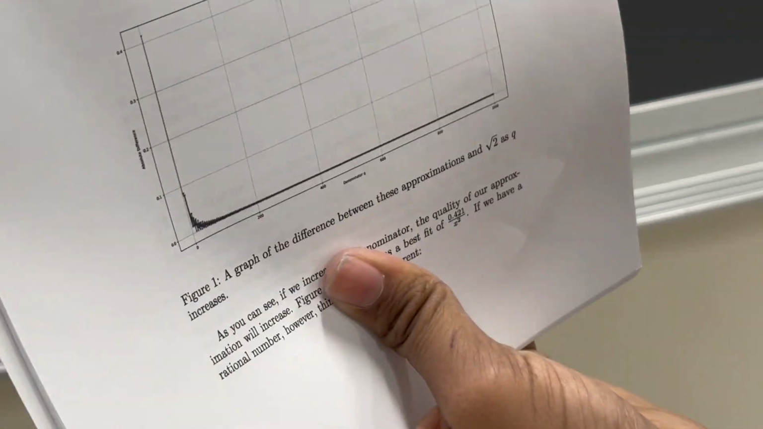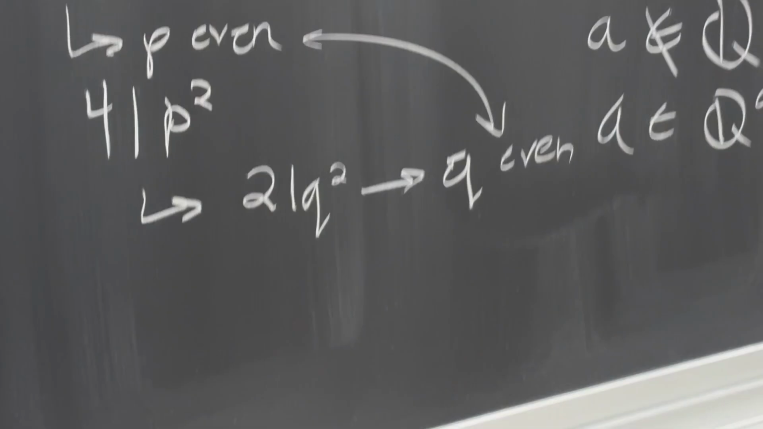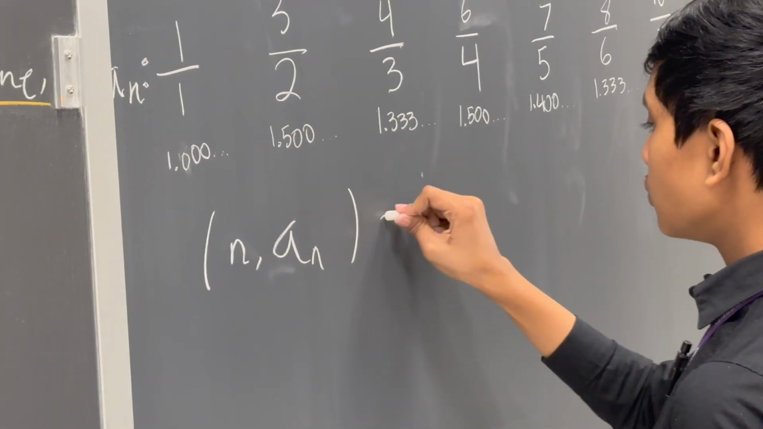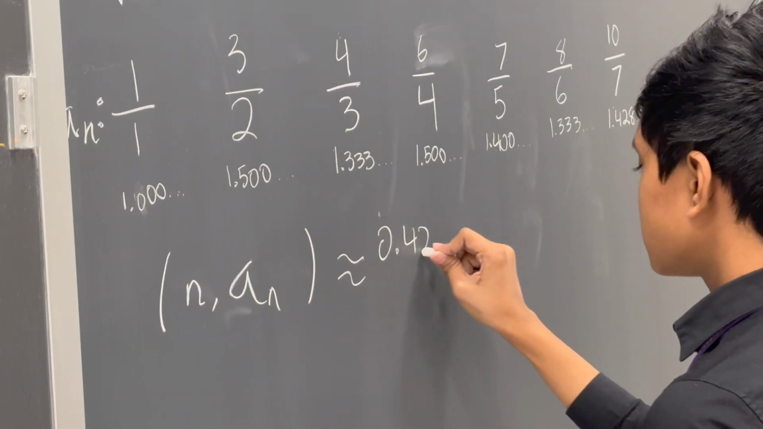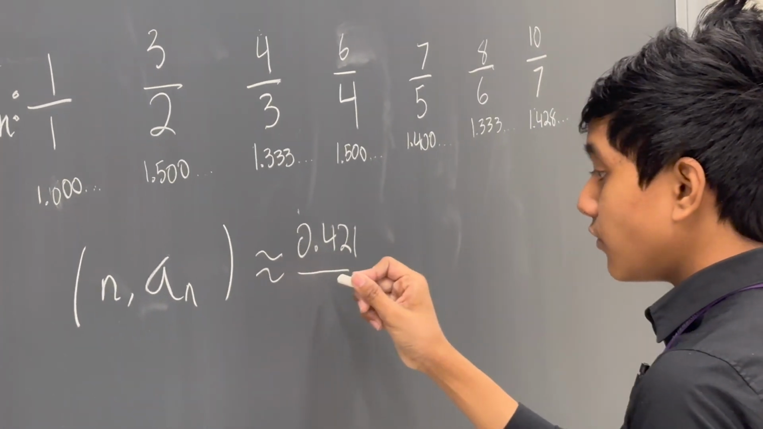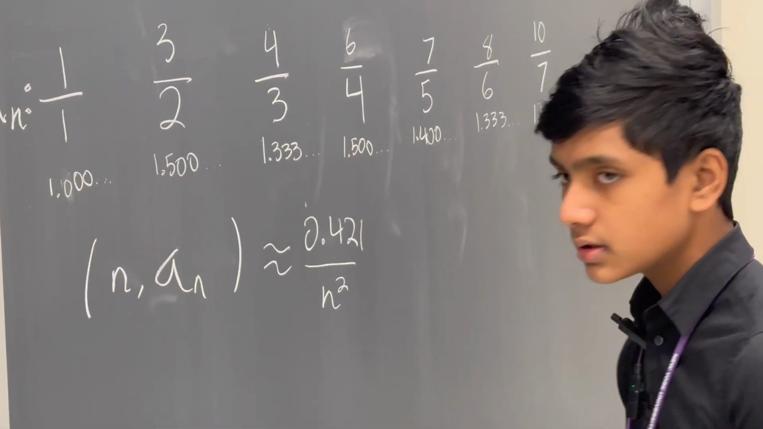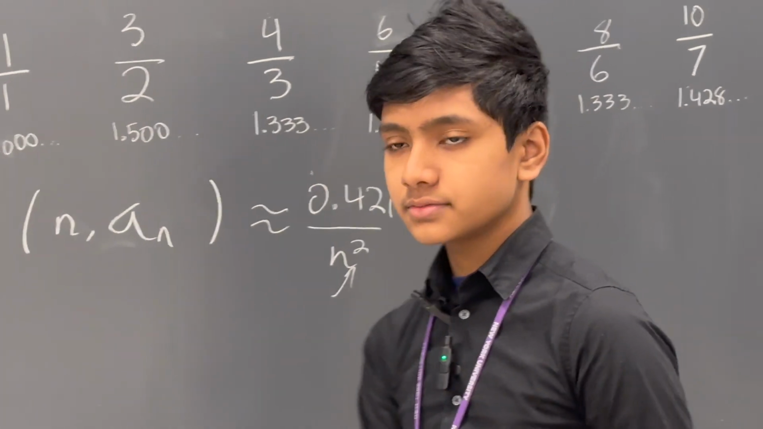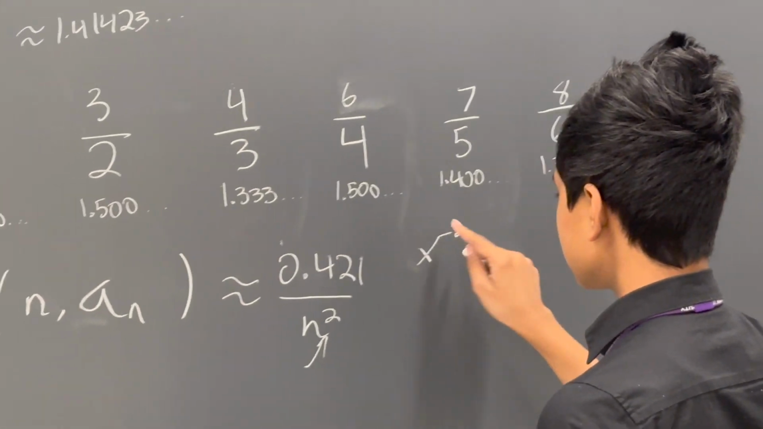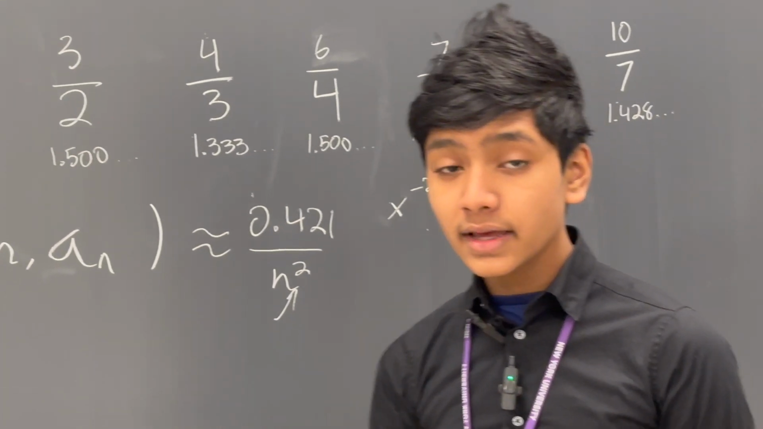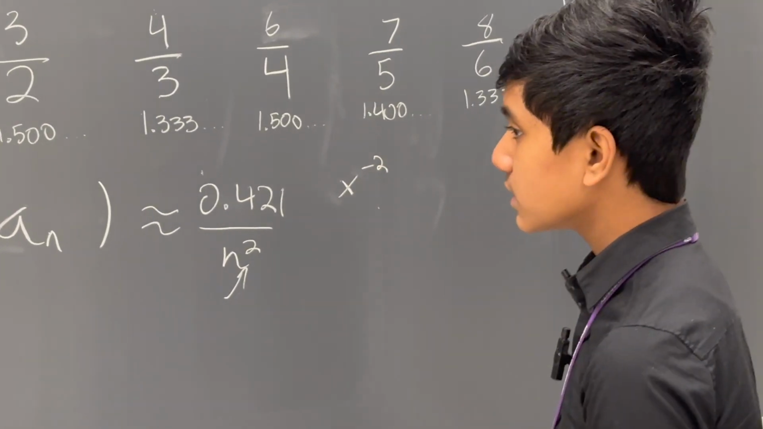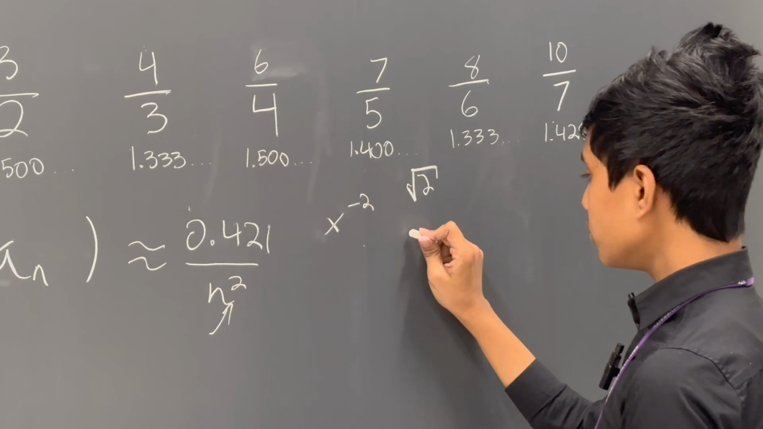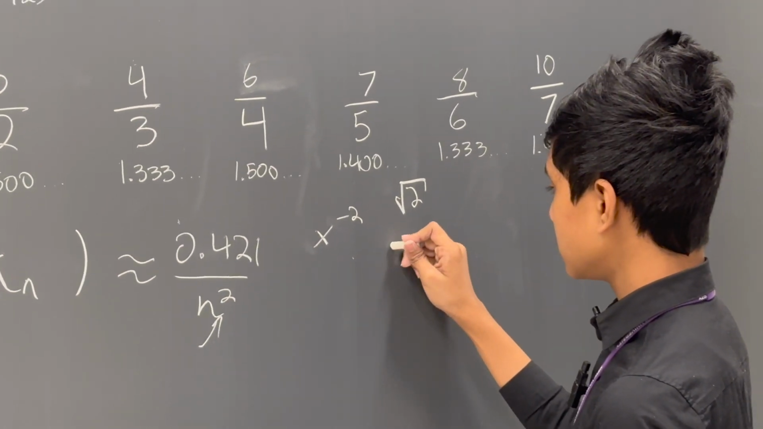So, I mean, you probably recognize this function from somewhere. And that's because this almost exactly correlates with 0.421, not sure where that number comes from, don't ask me, divided by n squared. Now, why the n squared factor? Why does this look so similar to a function x to the minus 2? Well, it all comes from the algebraic degree of the number. Specifically, the square root of 2 is the solution to a polynomial with integer coefficients of degree 2.